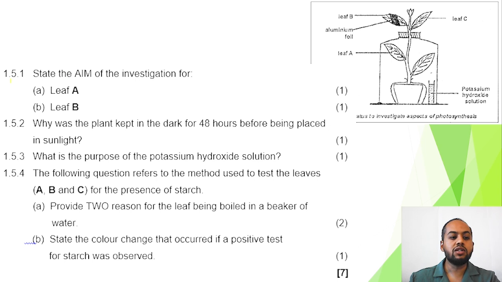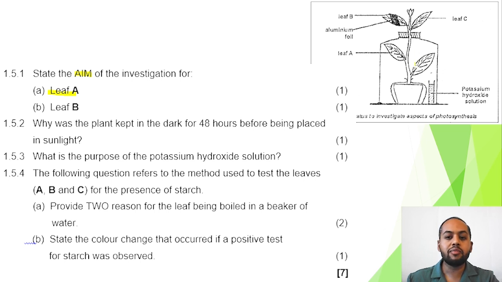So the first question, question 1.5.1, says state the aim of the investigation for leaf A. So in leaf A, we are stating the aim. We look at leaf A and we're trying to see what is happening around leaf A. Firstly, we see leaf A is placed inside the bell jar. What is happening inside the bell jar? You have potassium hydroxide solution. Potassium hydroxide solution is trying to remove all the carbon dioxide from the bell jar.